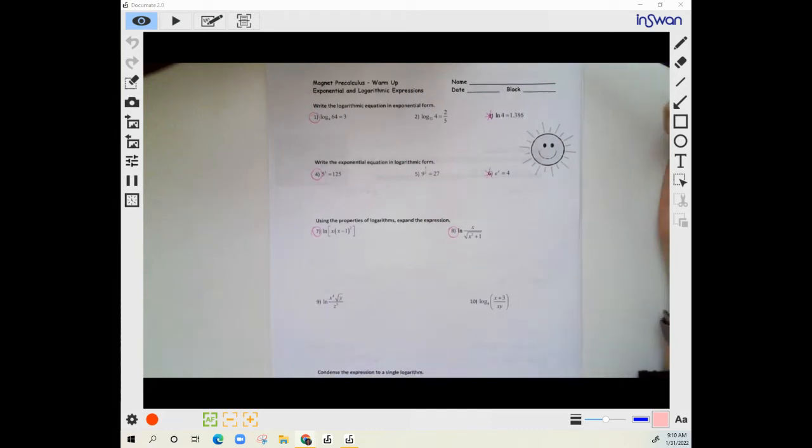Okay, so this is for Monday, January 31st, which is now an asynchronous day. Your assignment is to complete the file in the Unit 5 folder. In day one, it's a warm-up and a solving review.